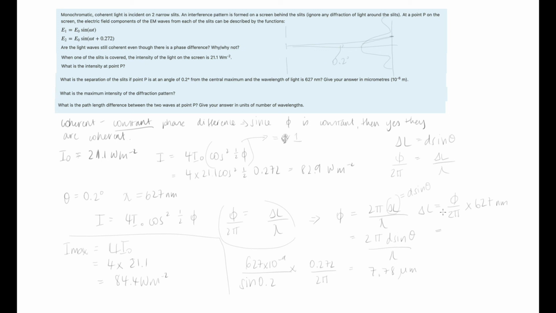And then when we do that, we want to give it in units of number of wavelengths. So we don't even need to do that. We just need to equate this, the phi divided by 2 pi. And when we do that, we get 0.0433. And that's how you do this question.